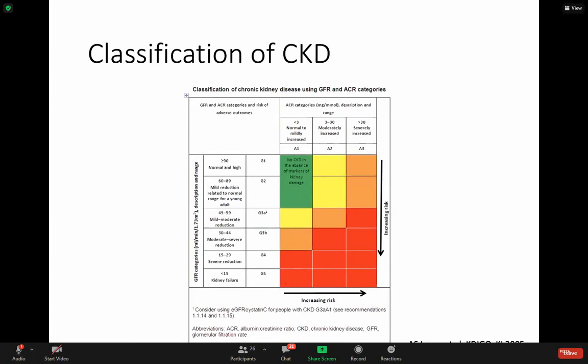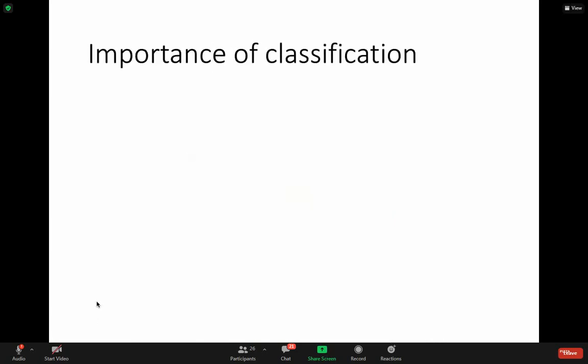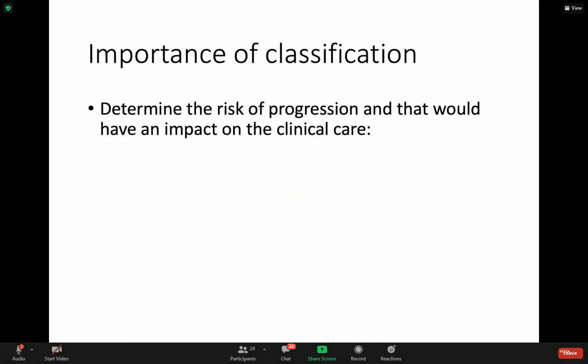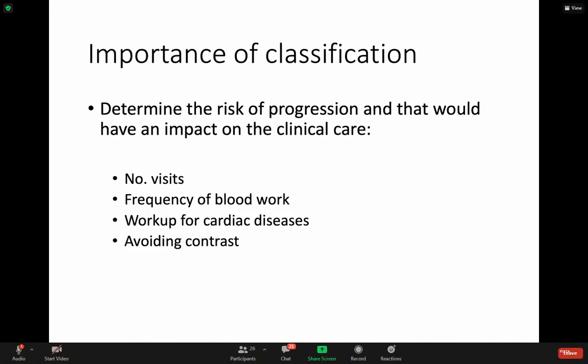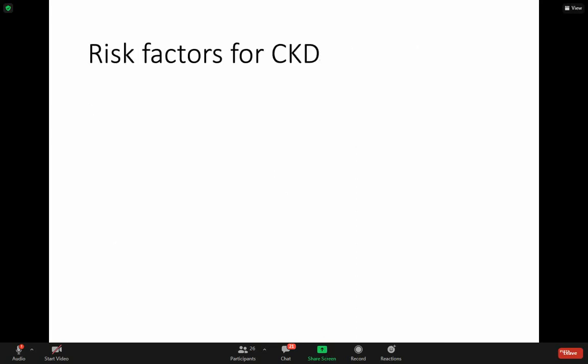Again, what is the idea of doing this? What is the aim behind doing this classification? In order to stratify the risk, so based on that you should do your management plan accordingly. Right. So why do we want to classify it? To determine the risk of progression, and that would have an impact on the clinical care. How? Number of visits, frequency of blood work, workup for cardiac diseases, avoiding, for example, IV contrast, etc.